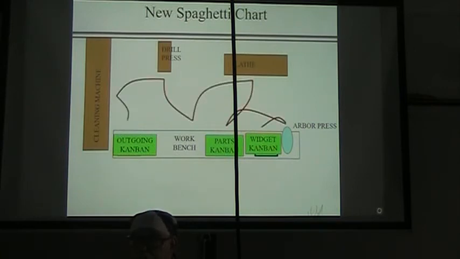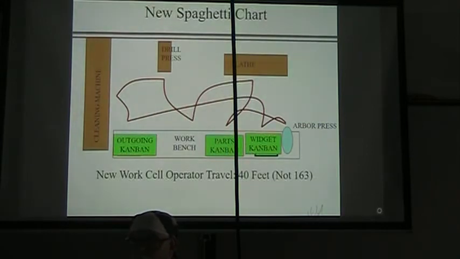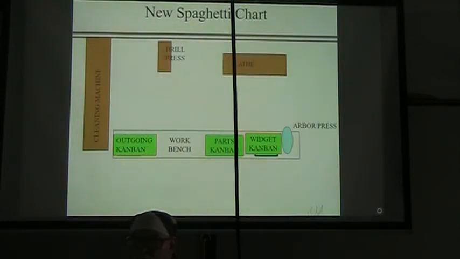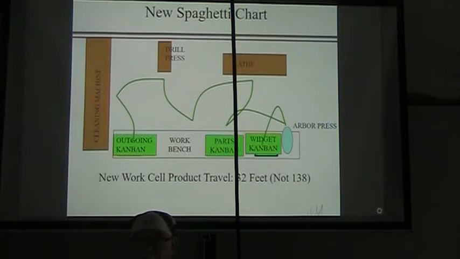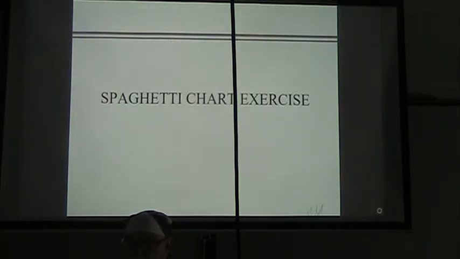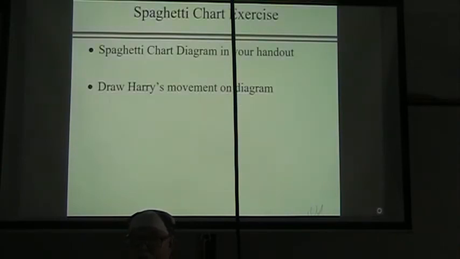Right here, we're looking at the worker flow, which has been reduced to a quarter of what it used to be. And here we're looking at the product flow, which I'm going to call a quarter of what it used to be as well. All right, the spaghetti chart exercise, obviously we can't do that.